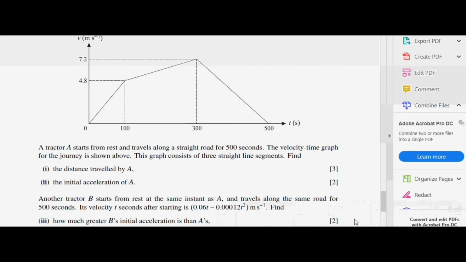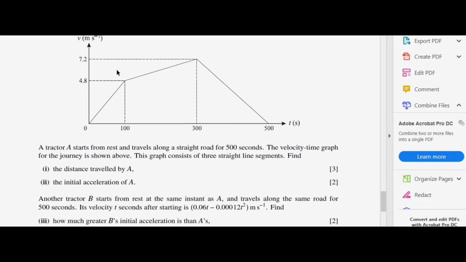Today we're going to be looking at a second example on kinematics, and as usual this is going to come from a Cambridge past paper, May-June 2003, paper 4, number 7. It starts off with part I, which says: a tractor A starts from rest and travels along a straight road for 500 seconds. The velocity time graph for the journey is shown above. This graph consists of three straight line segments, which is 1, 2, 3. Find the distance traveled by A.